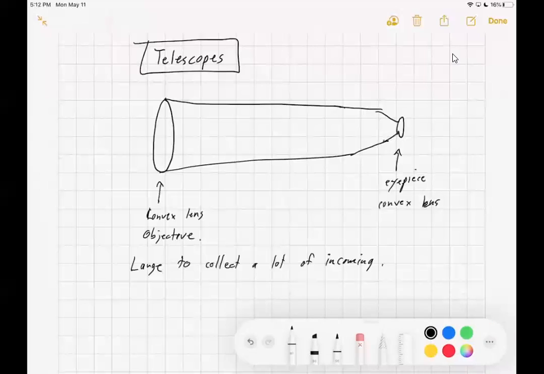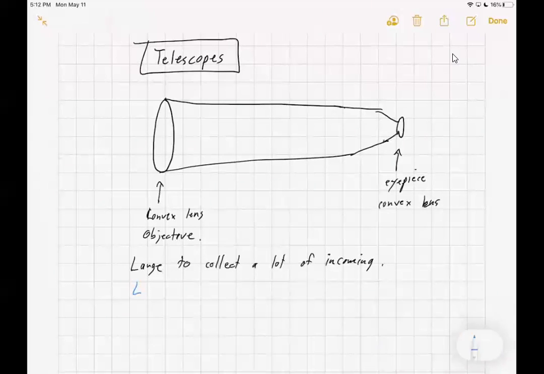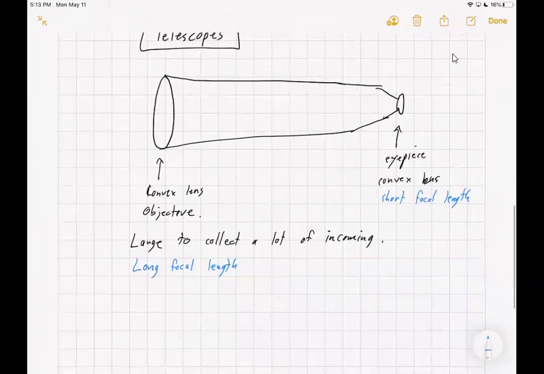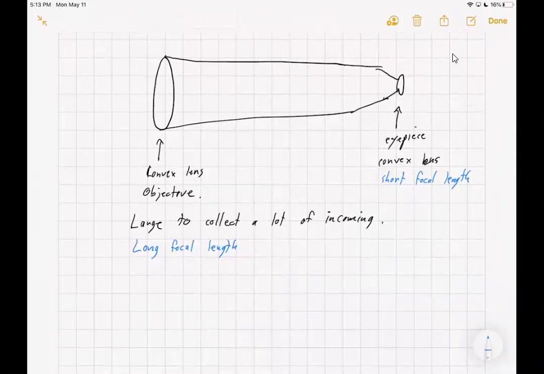Other things about this is the objective lens has a long focal length, while the eyepiece has a short focal length. Now we'll talk more about why in a moment, okay? But first we need to figure out, where will, when we have two lenses, the first lens has light coming in to it, and it will create an image that the second lens can look at.